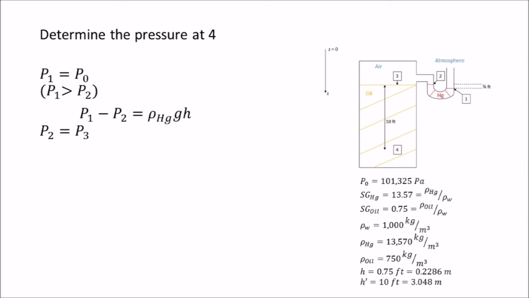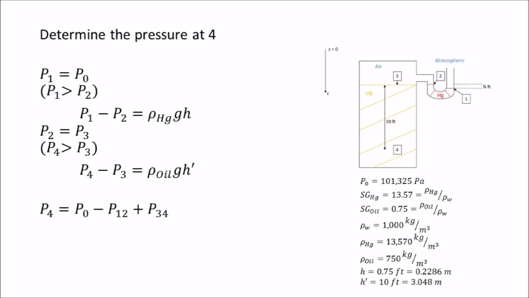The figure also shows that pressures at levels 2 and 3 are equal, but the pressure at level 4 is clearly greater than that at level 3. In this case, the pressure difference is due to the column of oil between levels 3 and 4, and can be determined as ρgh prime using the density of oil.